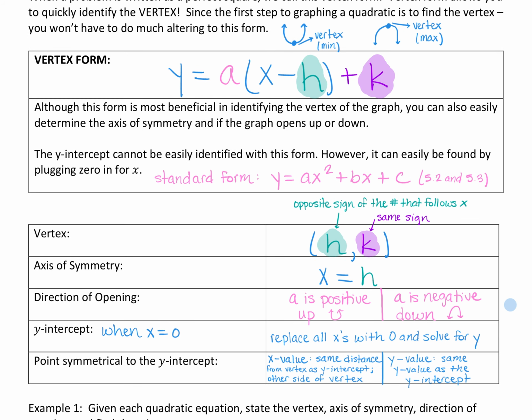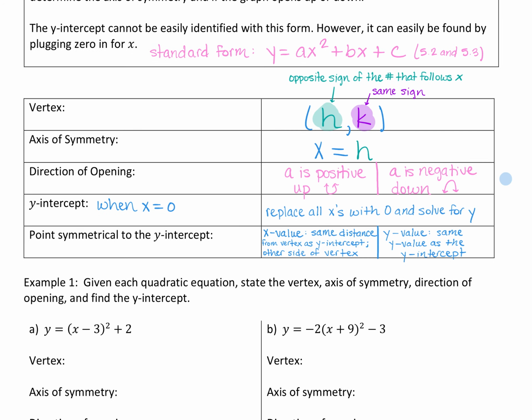And then the point symmetrical to the y-intercept, for the x value, it's the same distance from the vertex as the y-intercept. So it's on the other side of the vertex. For the y value, it's the same y value as the y-intercept. And we'll do examples where this will make more sense.